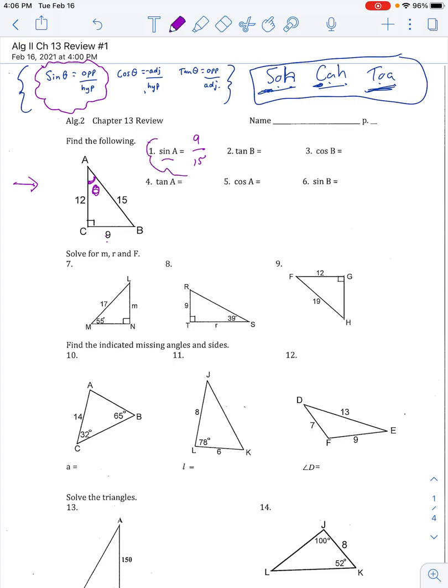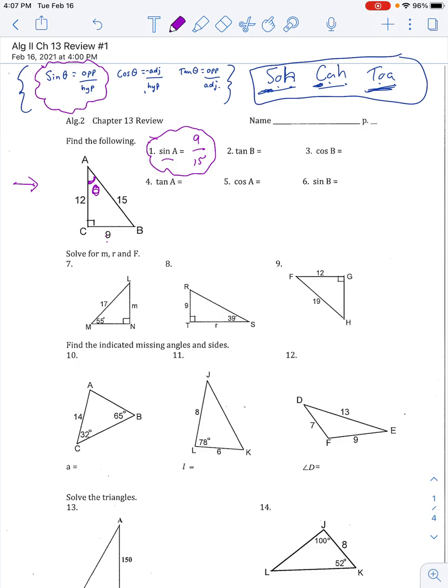It'll just be the opposite, 9 divided by 15. I don't know why I'm circling that. You don't need to circle that. Well, we'll just circle it. If you want to reduce that down to 3 over 5, that's a-okay. You can divide the top and bottom by 3, and 9 divided by 3 is 3, 15 divided by 3 is 5. So you can write it as 3/5 as well.